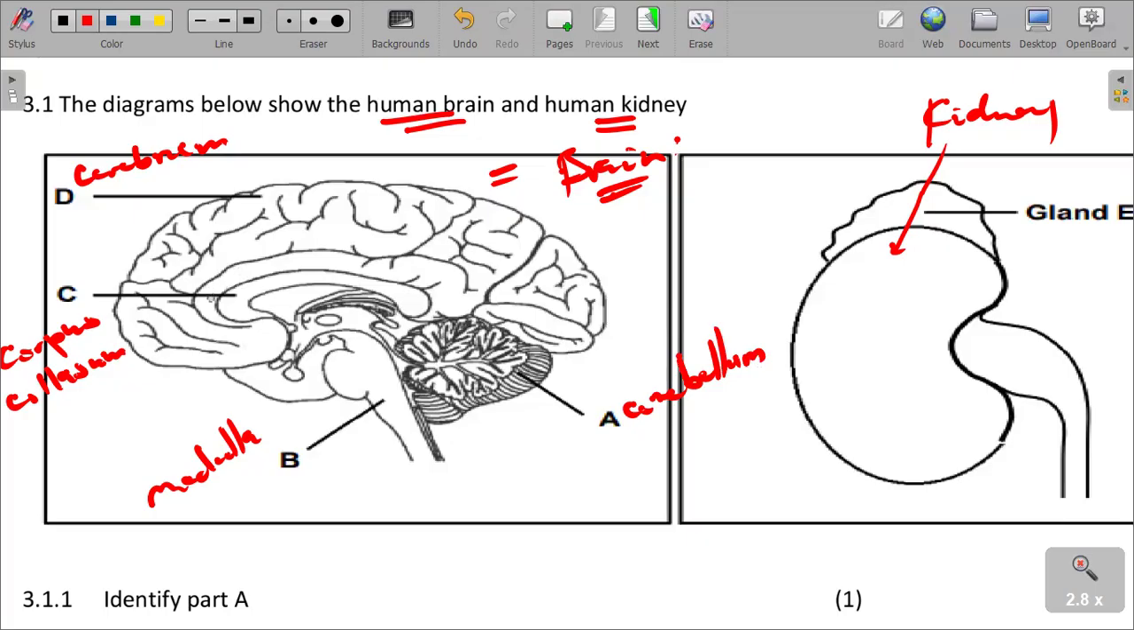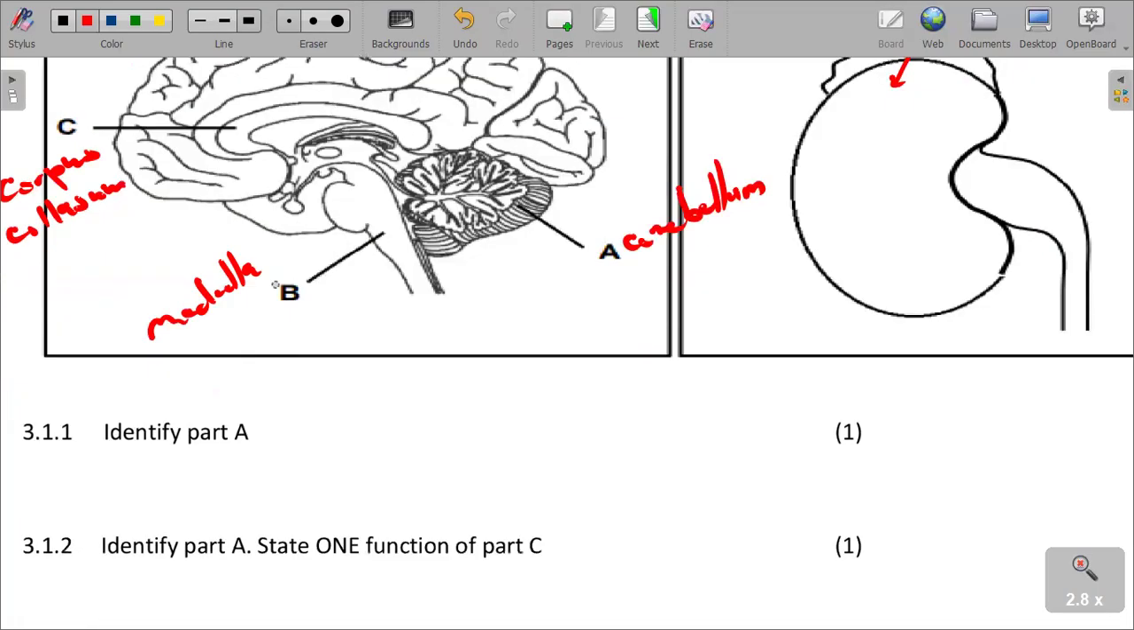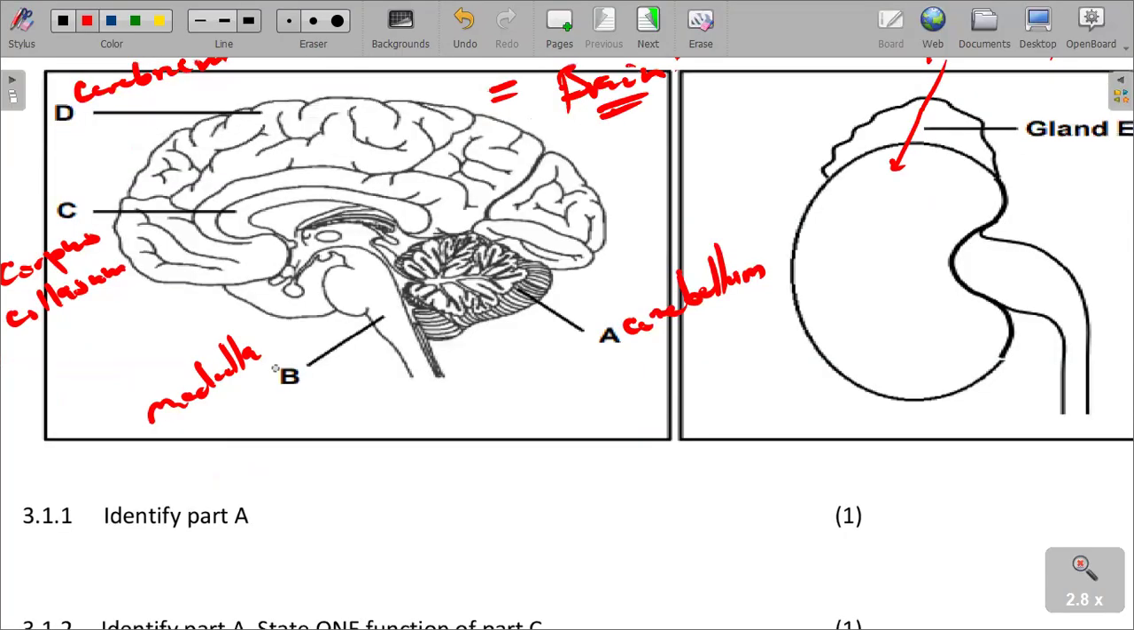So I was saying that you always need to know very well that when you go to the paper 1 exam, class, you should be able to know and label these and give their functions. So the question is basically saying identify part A, which I have already mentioned is the cerebellum, the one that is found on the lower part of the main brain stem. So it is called what? The cerebellum. That is A.